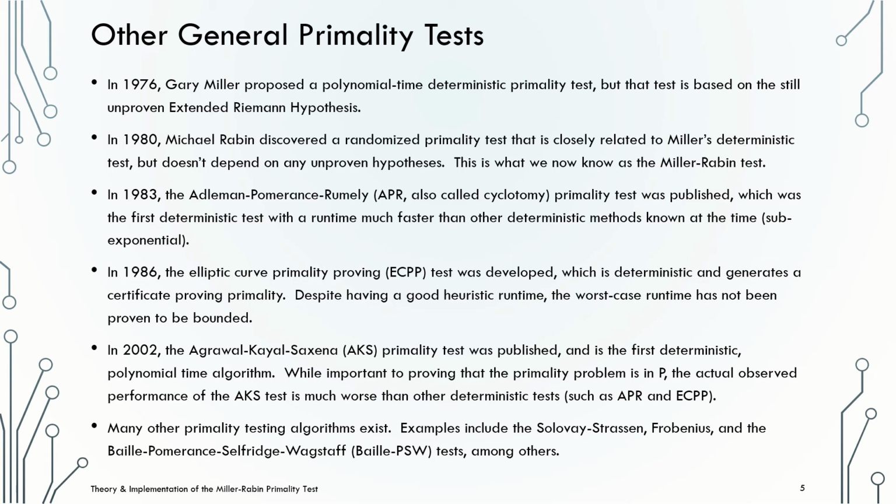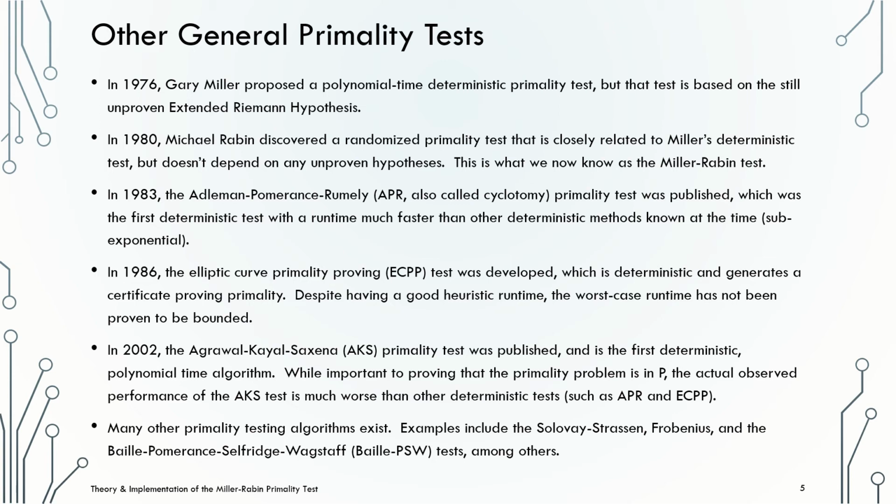And the final test there that I will explicitly list is the AKS primality test, which is the first deterministic polynomial time general primality testing algorithm. While it is important in number theory to prove that the primality testing problem is in P, the actual observed performance of that test is very poor. So typically we will use other randomized tests in its stead.